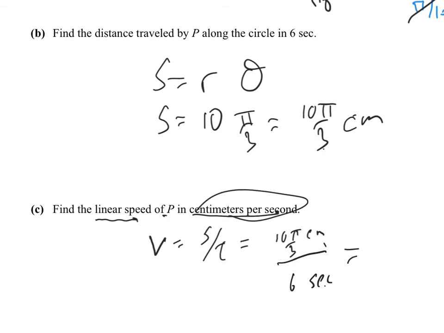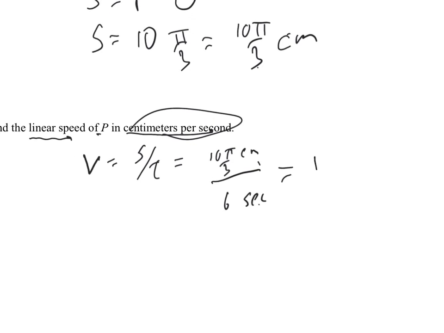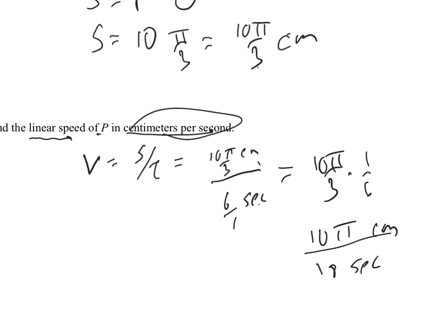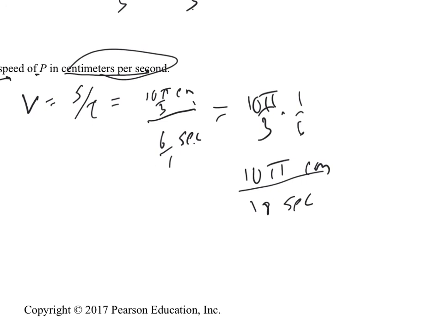Let's try to get these numbers to cancel out. 10 pi over 3 times the reciprocal of 6 over 1, which is 1 over 6. That's 10 pi centimeters over 18 seconds. That can reduce to 5 pi centimeters in 9 seconds. Or you could just say 5 pi over 9 centimeters per second.